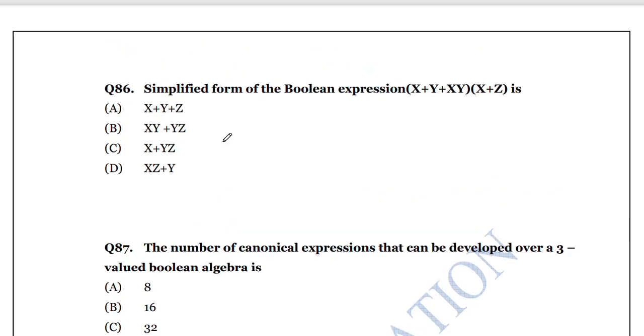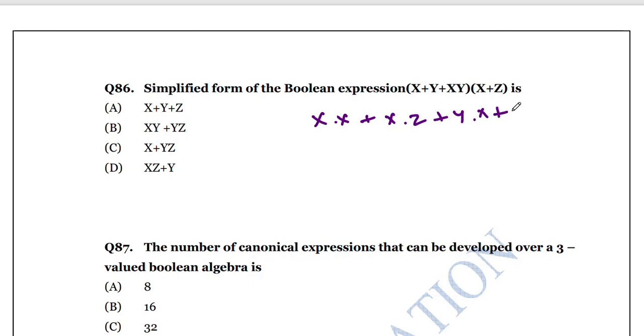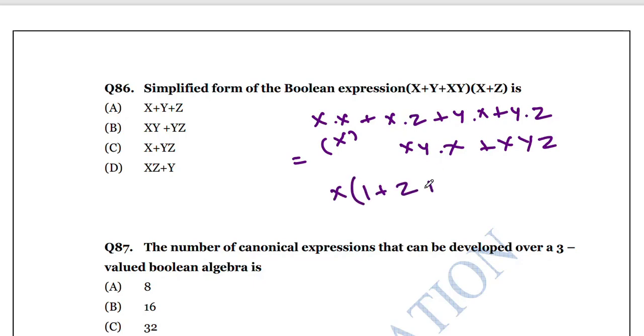The next question is the simplified form of the Boolean expression. First we have to multiply: x dot x plus x dot z, then y dot x, y dot z, and this xy dot x plus xyz. See, in this place x dot x can be written as x. When you take x outside, 1 plus z plus y plus xy plus yz.